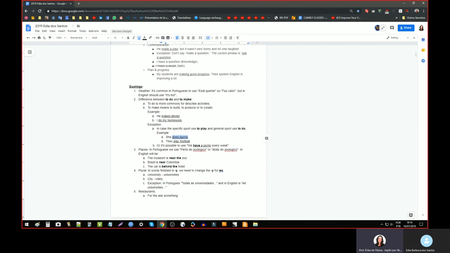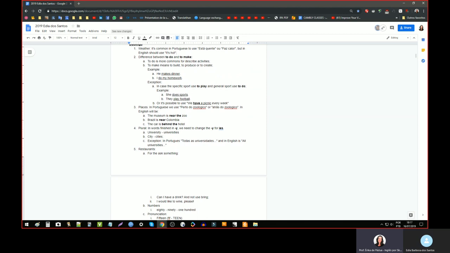What about, so we skip this, weather. What does Duolingo say about the weather? It's only the comparison, for example, in Portuguese it's common to use "está quente" or "faz calor." Yes. But in English, it's hot. It's hot, yeah. It's actually close to this phrase in Portuguese. "Está quente," right? Because "está" is "it's." So it's important not to confuse with "faz," right? Not to try to translate this verb, but use this one here. So it's hot, it's cold, it's humid, it's dry. It's sunny, yeah, very good.